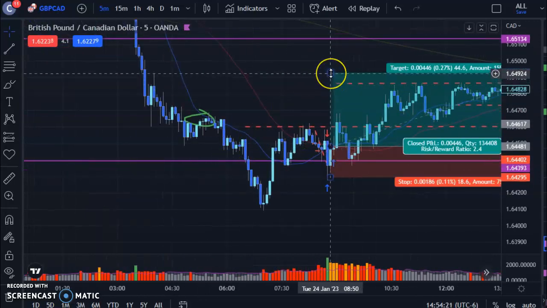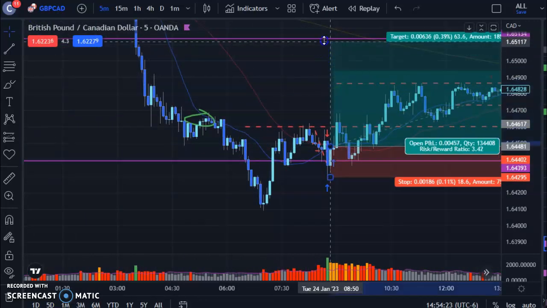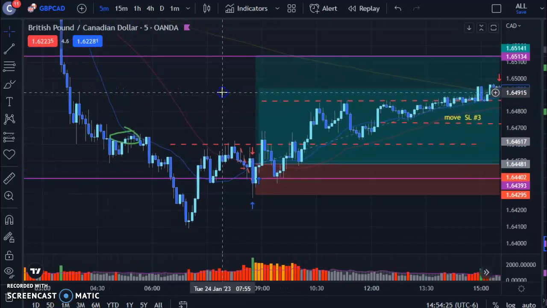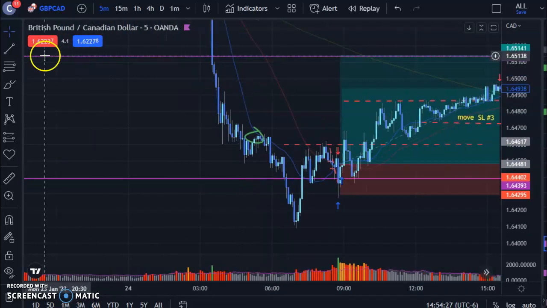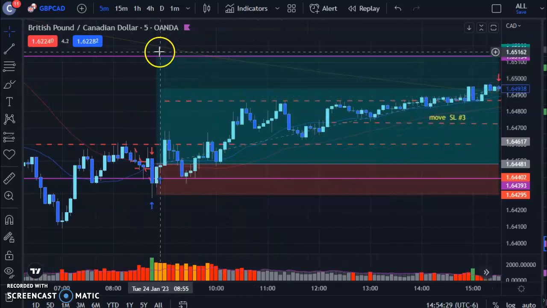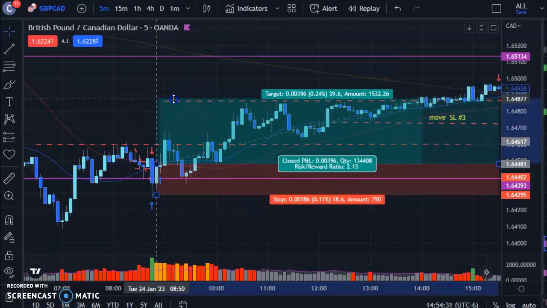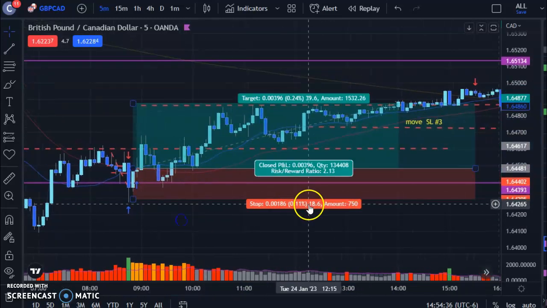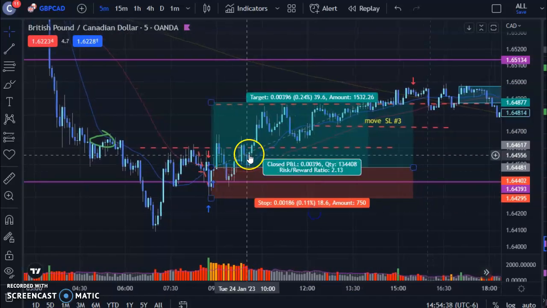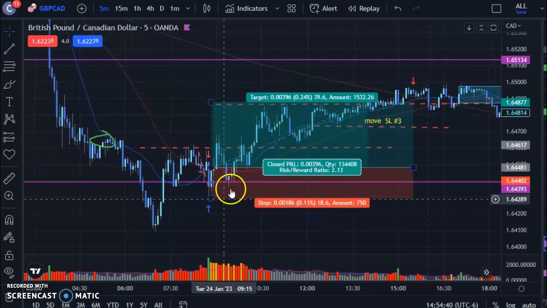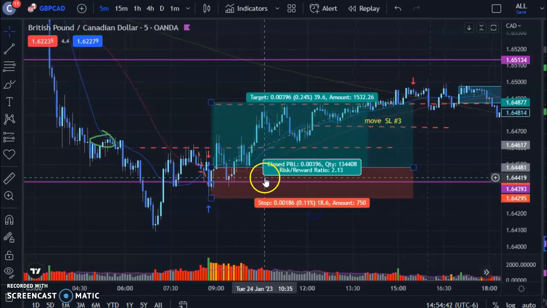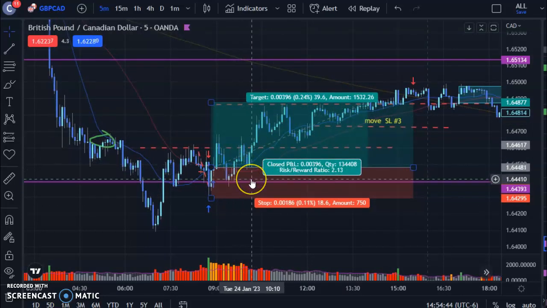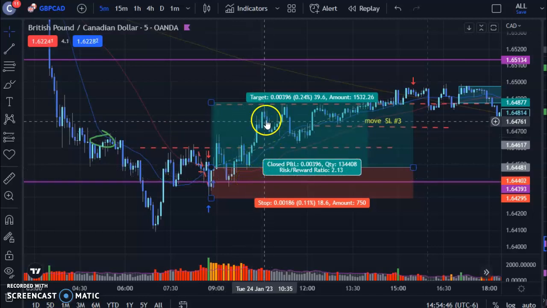Now, my original thinking was it could jump up to this area, level to level. But it just kind of drug and drug. It did make this, and as it was, let me zoom out a little bit. So as it was moving up, I would move my stop loss in. As it moved up here, I moved my stop loss in.